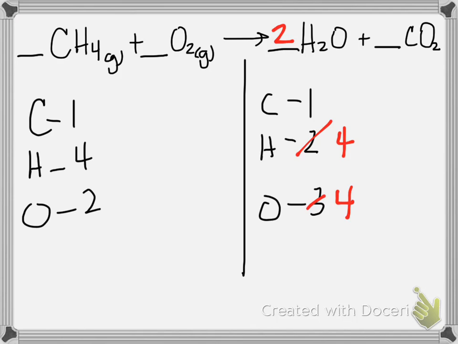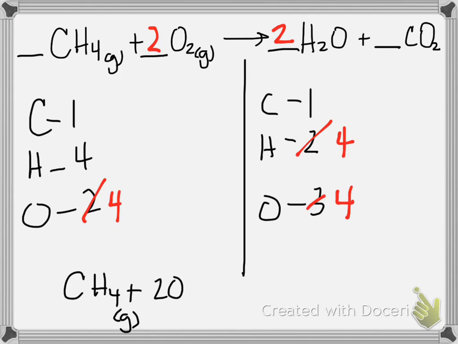Put a coefficient 2 here. I'm done. That's it. So when you would rewrite this, you would get rid of those blanks, and you would just say CH4 plus 2O2 yields 2H2O plus CO2. Okay?